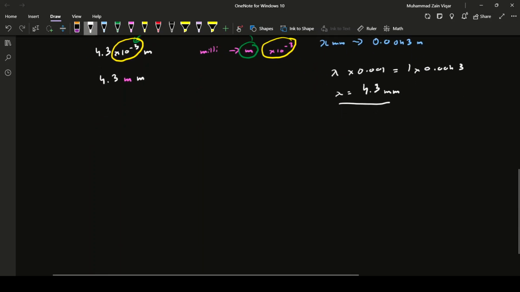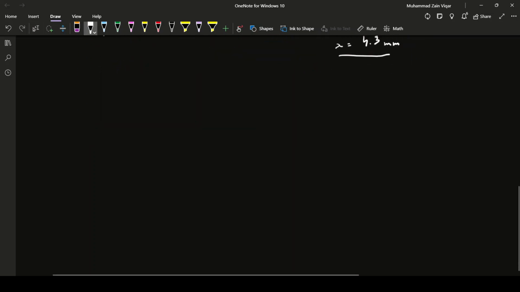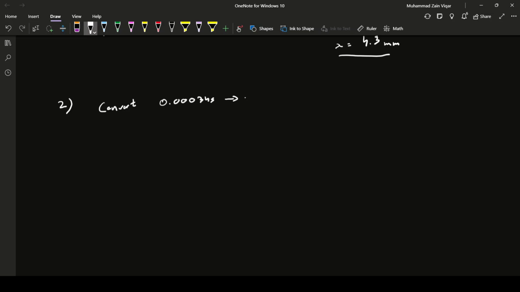So moving on to another question. The question is to convert 0.00034 seconds to milliseconds. So that's what we do again. What is milliseconds? This milli means times 10 to the power of -3. So we need to convert this number in such a way that it now has a power of -3. That's just changing the scientific notation.